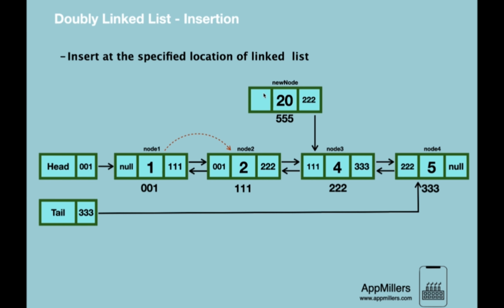Then the next step is we need to update the previous reference of new node over here. Then we will set this previous reference to the physical location of node 2, and this creates a reverse link between new node and node 2.